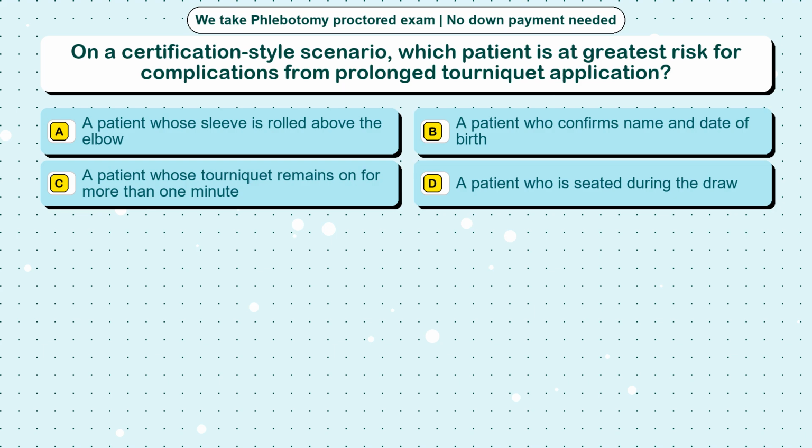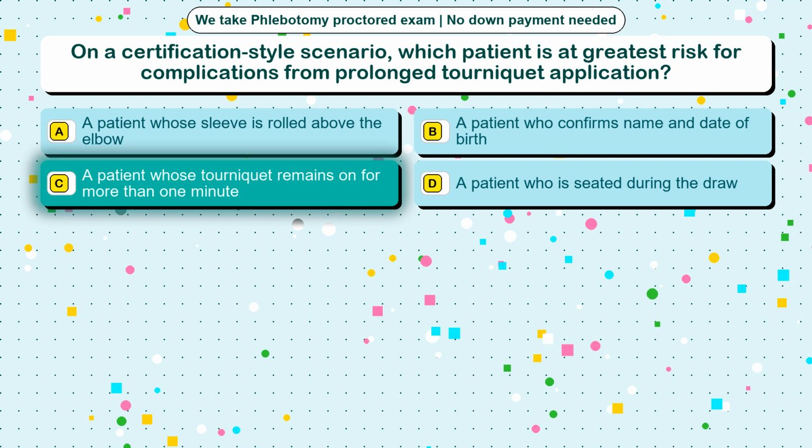Question 57. On a certification-style scenario, which patient is at greatest risk for complications from prolonged tourniquet application? Option A. A patient whose sleeve is rolled above the elbow. Option B. A patient who confirms name and date of birth. Option C. A patient whose tourniquet remains on for more than 1 minute. Option D. A patient who is seated during the draw. The correct answer is option C.